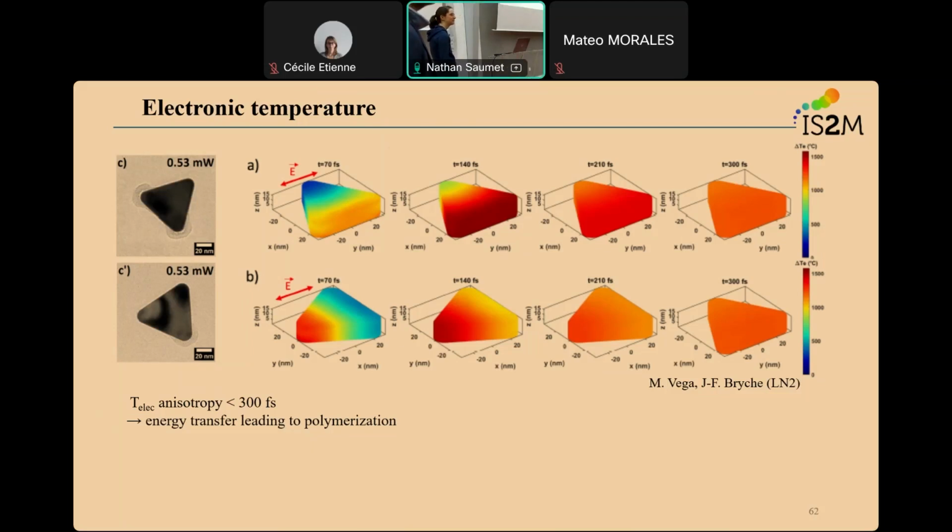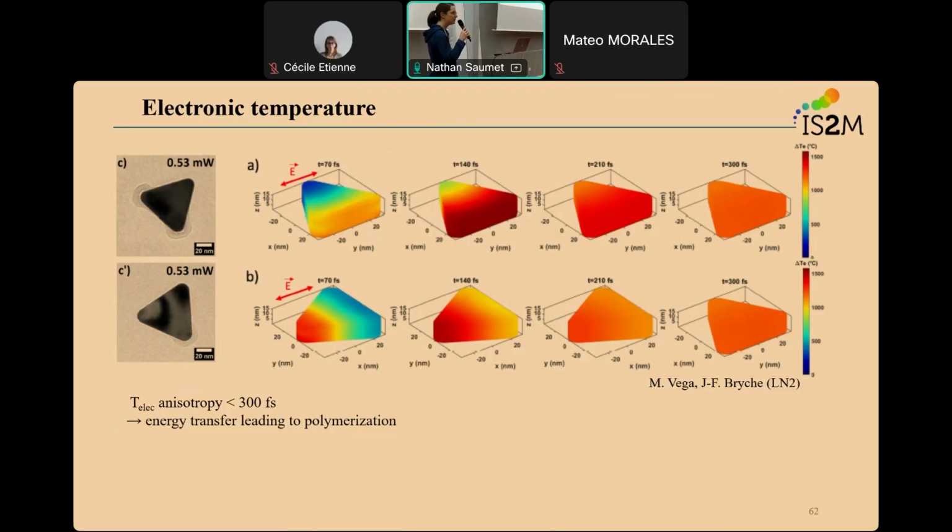Thank you for your nice presentation. I have two questions on the thermal polymerization. As you said, you are at a maximum of 200 degrees. With such small nanoparticles, are you sure that you don't melt the gold nanoparticle, as the melting temperature of a nanoparticle is way below the melting temperature of the bulk material?